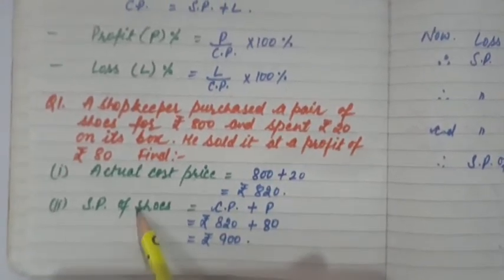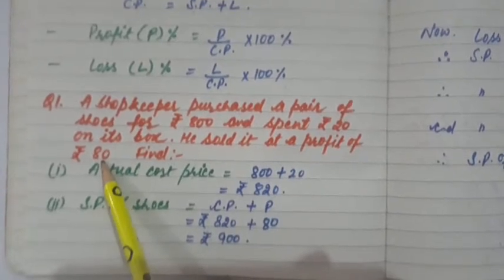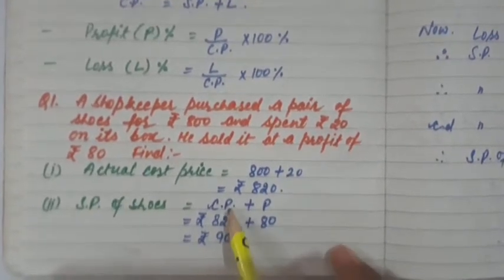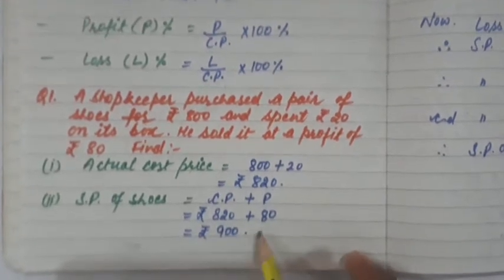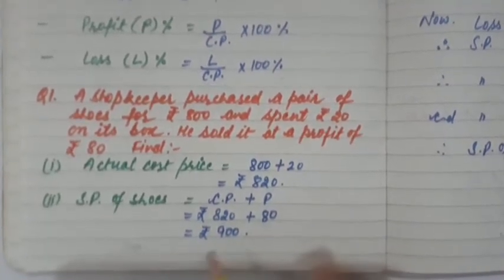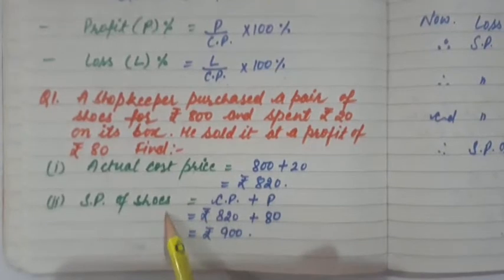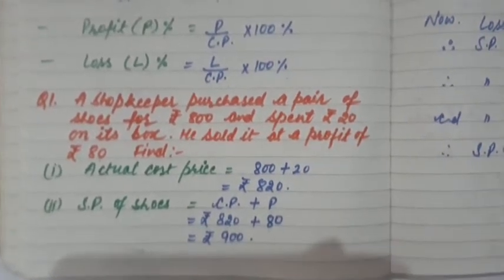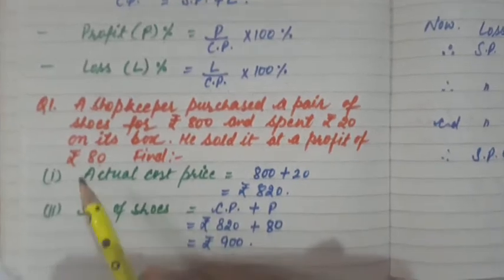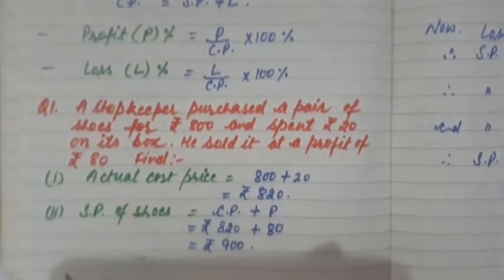Now the SP of the shoes, when profit is given as rupees 80, in that case is CP plus profit, that is 820 plus 80, and it is equal to 900. Therefore the SP of the shoes is equal to rupees 900. Now we have to find the profit percent. Profit is given here, rupees 80.